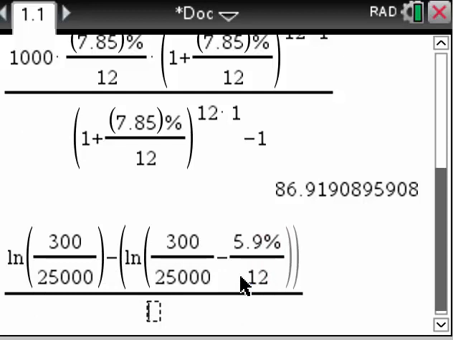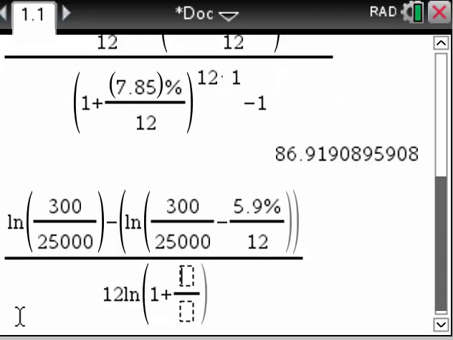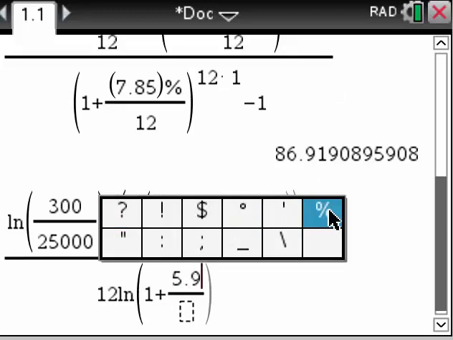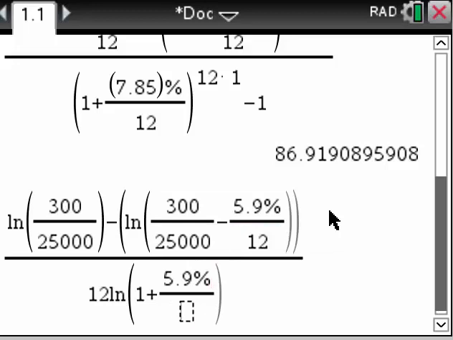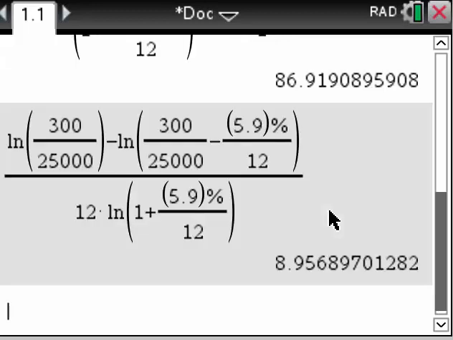Now we have to go to the bottom. You don't have to close it because see how there's those ghost parentheses? So it's going to do it for you. So on the bottom, 12, then Control E to the x to get the ln, 1 plus new fraction 5.9% over 12.